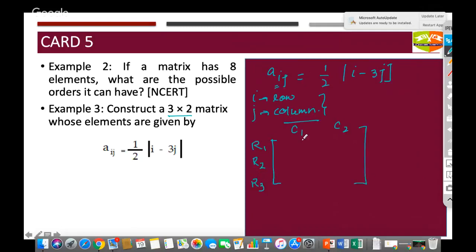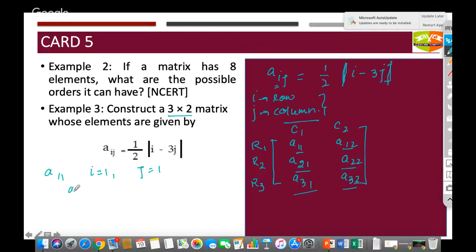So what I'll do over here is I'll write a11, this will be a12, this will be a21, this will be a22, and this will be a31, this will be a32. Now value of I and j, when you write matrix like this, is automatically available to you. Like in a11, I is equal to 1 and j is equal to 1. Now let's put the value over here, and this is the modulus sign, this is not the matrix sign.